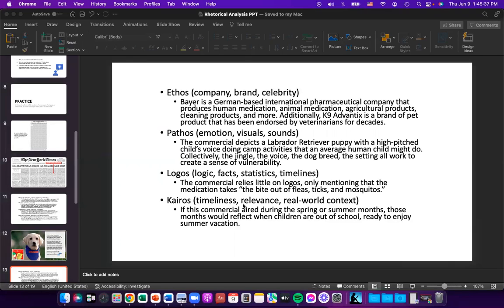Logic, so there's really not a lot of logic. Pretty well the only line that we get that's really logic is this medication, it takes the bite out of fleas, ticks, and mosquitoes, and that's about it. Kairos, I'm gonna have to guess for a second. Let's say this aired during the summer or spring months, right during the time that you have fleas, ticks, and mosquitoes emerging, and during the prime months whenever things are going to happen.